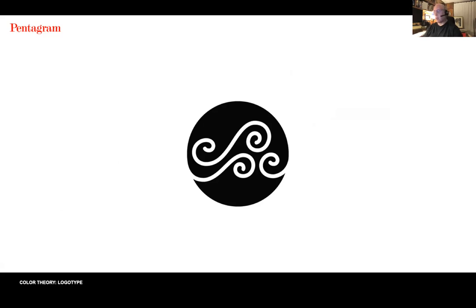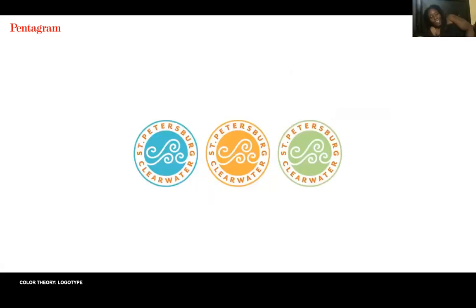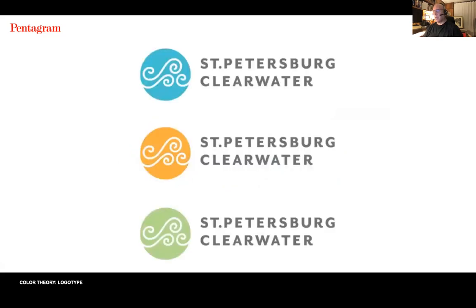St. Petersburg Clearwater. Now I do. He added logo type this way in a ring, making sort of an emblem type logo. Now, one of the problems with doing it this way is that in order for the type to be legible, this logo has to be very large.